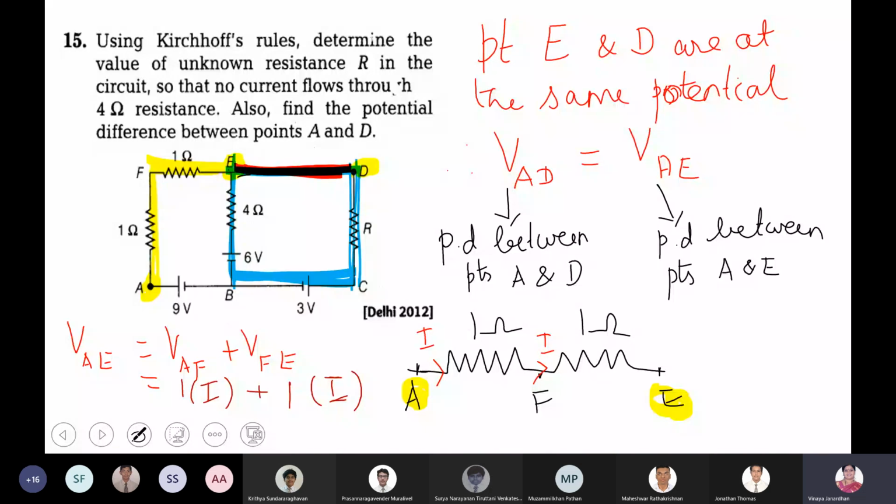Now substitute the value of I. It's 2 times I, correct? Yeah. It is 2 times I. What is the value of I? 3 by 2. So then what is the value of VAE? Is it 3 volt? Is that 3 volt, boys? Yes, please do answer. Okay, fine.